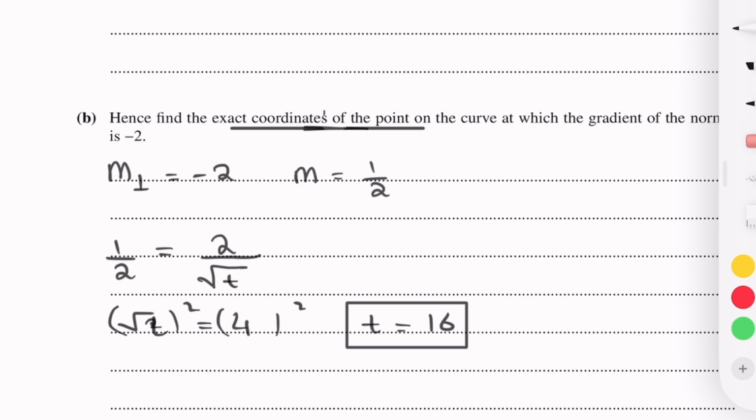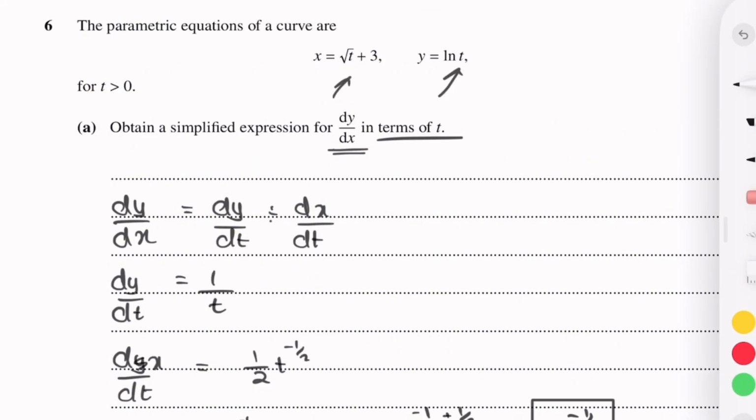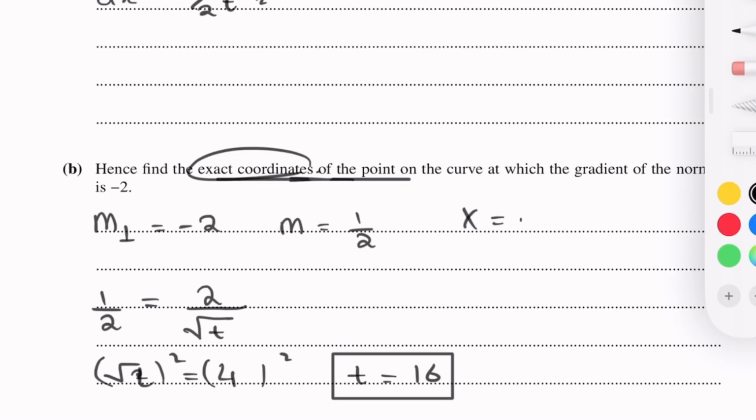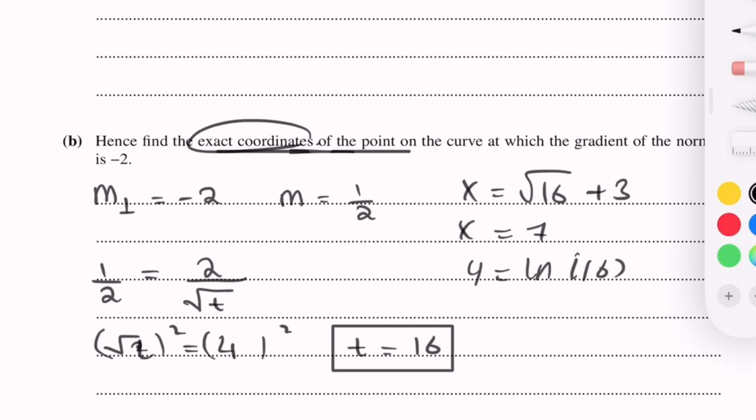Now I didn't just ask for the value of t, he said to find the exact coordinates. So what we do is find the coordinates by substituting the value of t into y and into x. So x is going to equal root 16 plus 3, so x will equal 7, and then y will equal ln of t, which is ln of 16. And so the point is going to be 7, ln 16.